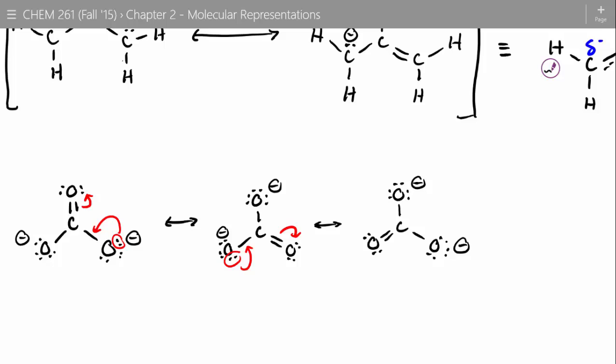Can we push any more electrons? Not without duplicating a structure that we already have drawn. We could try to, but we'd just be repeating ourselves. So these are the three potential resonance structures for the carbonate anion.